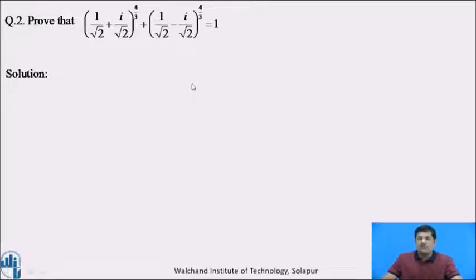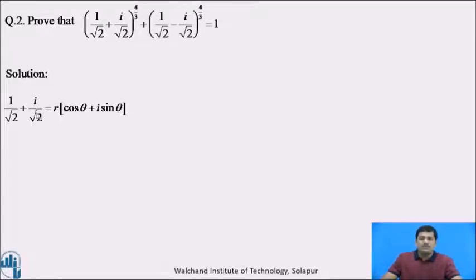In order to apply de Moivre's theorem, first we have to write this Cartesian form complex number in polar form. So pause this video and write down the polar form of these two complex numbers. I hope that all of you have written the answer. Now let us verify your answer.